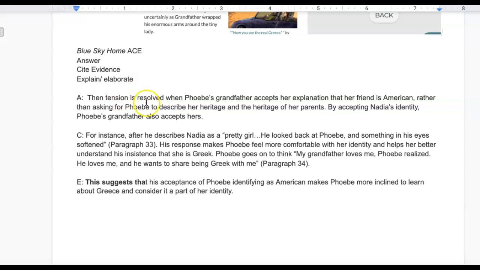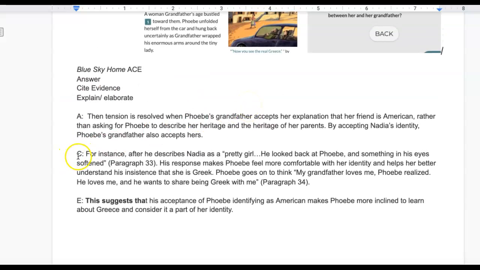The tension is resolved when Phoebe's grandfather accepts her explanation that her friend is American, rather than asking for Phoebe to describe her heritage and the heritage of her parents. By accepting Nadia's identity, Phoebe's grandfather also accepts hers. So I answer the question. C, I'm going to cite evidence.